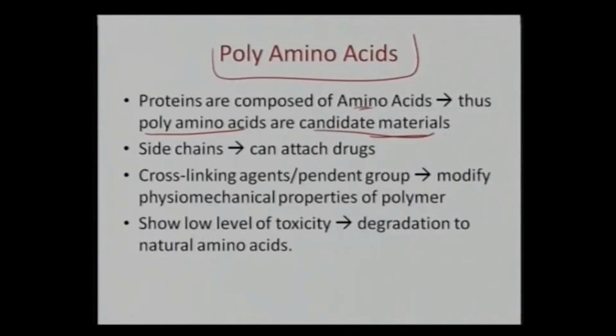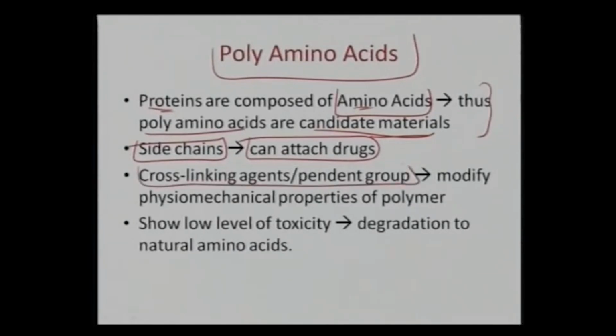And the advantage with them is that we can have the side chains. We can always attach certain drugs to it. First of all, they form the basic chain of proteins, which is nothing but amino acids, and on the amino acids we can attach some sites on the side chains. We can always attach certain drugs, and again on the cross-linking agent or the pendant group, we can always modify the physiomechanical properties of the polymer. So depending on how we cross-link this particular amino acid, we can alter or tailor the physiomechanical properties of the polymer itself.